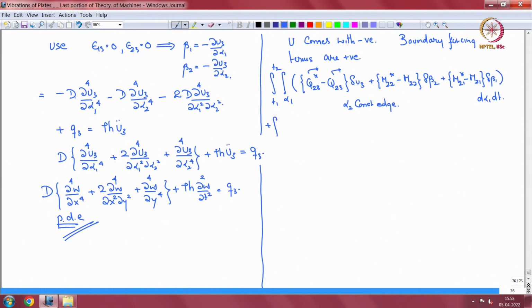Then we have plus integral t1 to t2, integral alpha 2, q13 star minus q13 delta u3, plus m11 star minus m11 delta beta 1, plus m12 star minus m12 delta beta 2, d alpha 2 dt, and this is at alpha 1 constant edge.